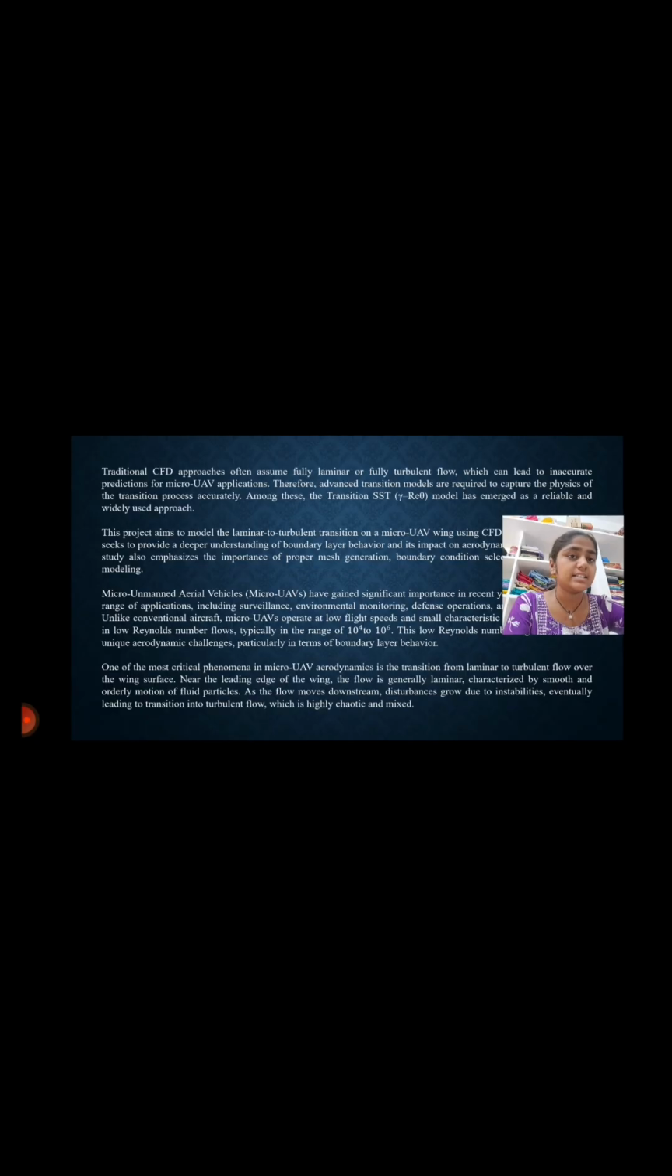Among these, the transition SST gamma-Re-theta model has emerged as a reliable and widely used approach. This project aims to model the laminar to turbulent transition on a micro UAV wing using CFD tools. By doing so, it seeks to provide a deeper understanding of boundary layer behavior and its impact on aerodynamic performance. The study also emphasizes the importance of proper mesh generation, boundary condition selection, and turbulence modeling.